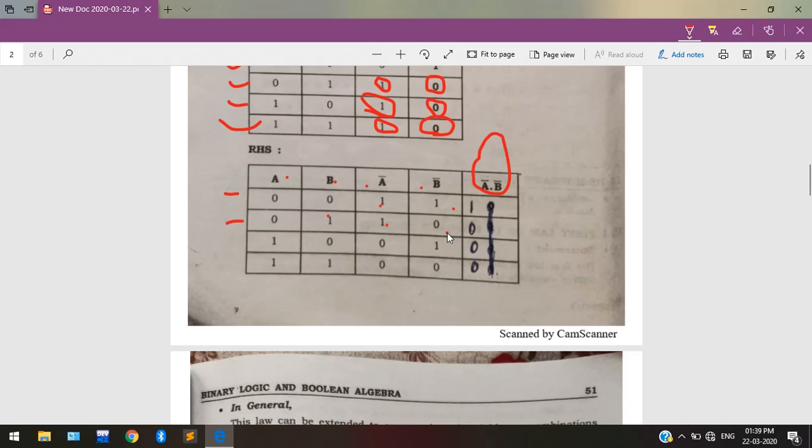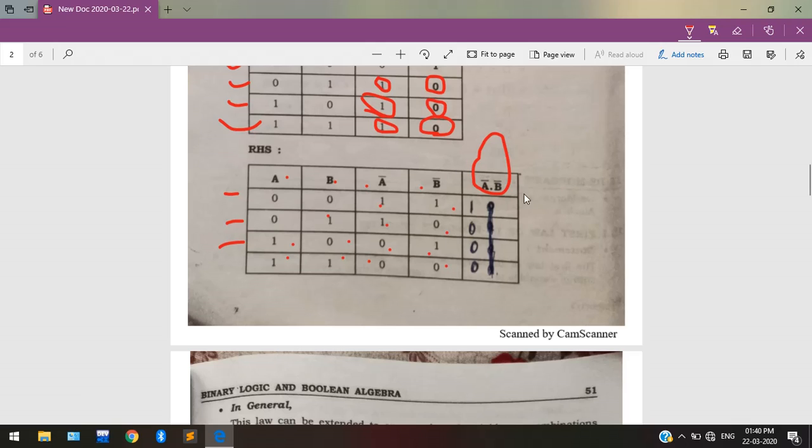In the third row, A is 1, B is 0. So A is 1, then A bar is 0, and B is 0, then B bar is 1. Means simply, if 1 is there, then the complement will be 0, and if 0 is there, the complement will be 1. That is a simple NOT equation. Then A is 1, you see here A bar is 0, B is 1, then B bar is 0. So these are the simple 4 different types of calculation.